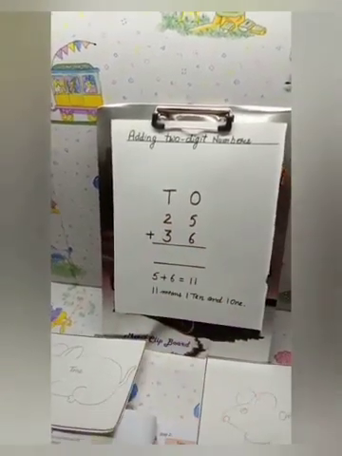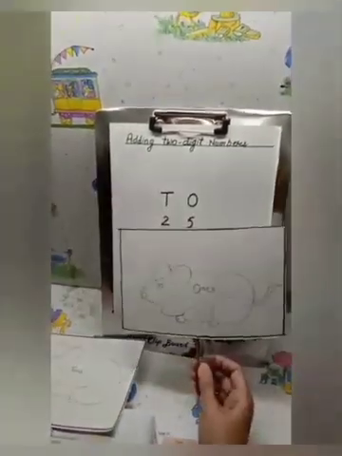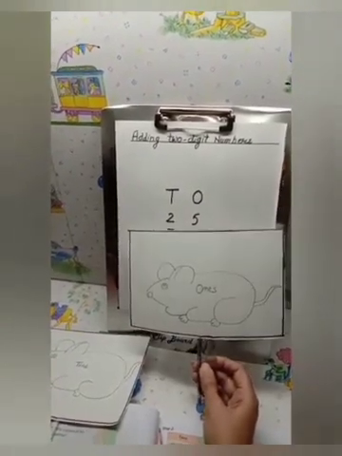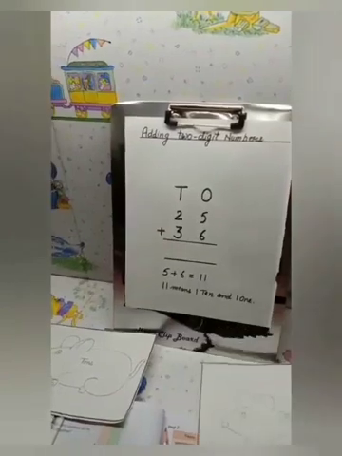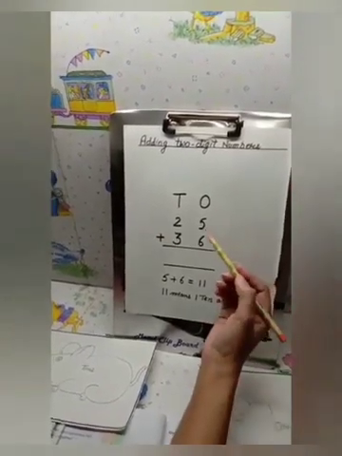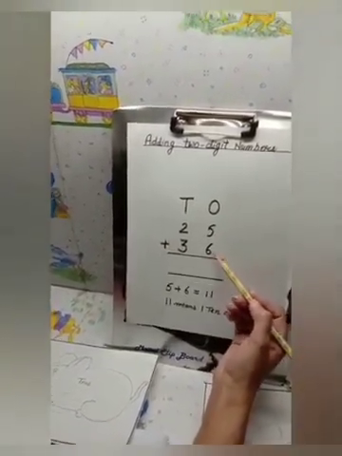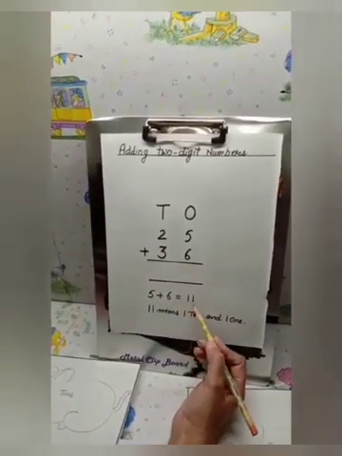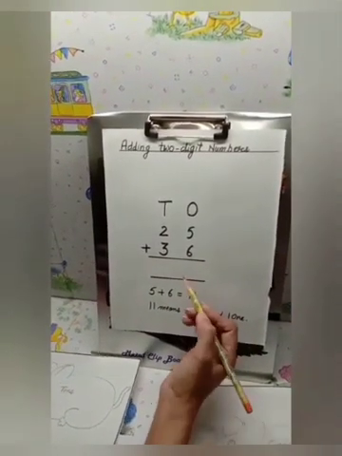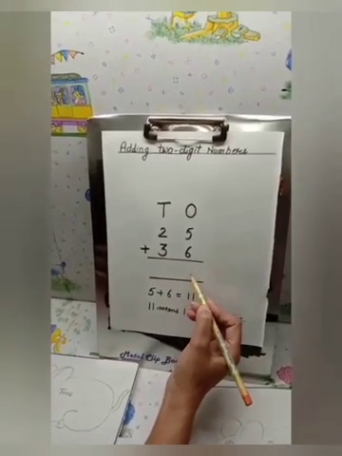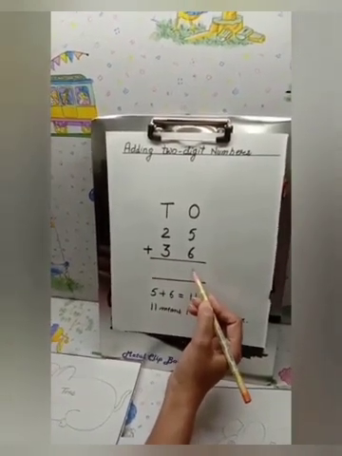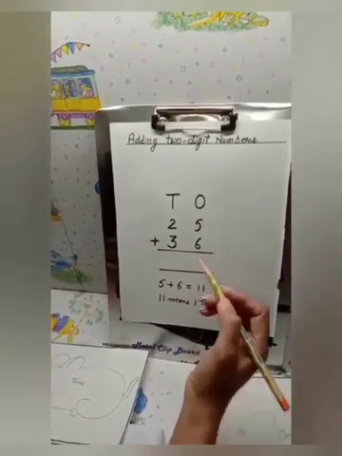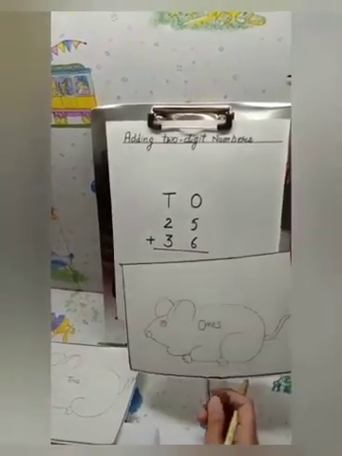So, what does little mouse do? How will he solve this sum? First, little mouse adds 5 and 6. After adding, the answer is 11. So, can we write 11 here? Can we write 11 at ones place? No. So, what does little mouse do?